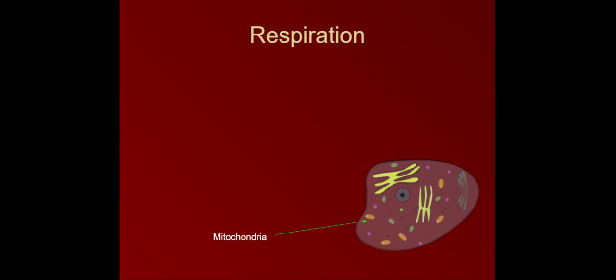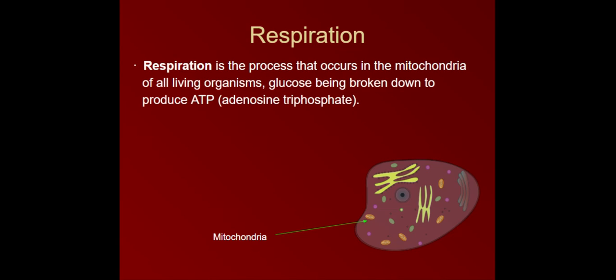Okay, we'll start looking at the purpose of cellular respiration. Respiration is the process that occurs in the mitochondria of all living organisms. It is where glucose or sugar is being broken down to produce ATP, or adenosine triphosphate.